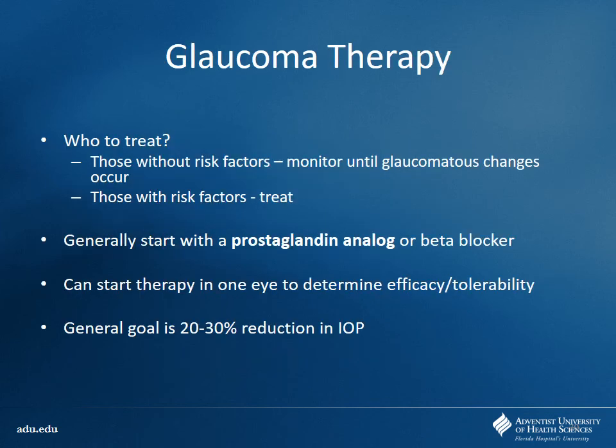Okay. So again, who to treat? If they don't have any risk factors, you can probably just monitor their intraocular pressure until you start to see some glaucomatous changes occur. But for those with risk factors, say family history of glaucoma, you do want to go ahead and start treating. Typically, you're going to use either a prostaglandin analog or a beta blocker, depending on your patient. We talked about some of those considerations.